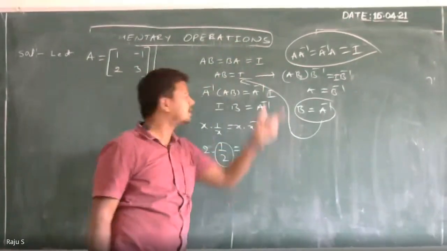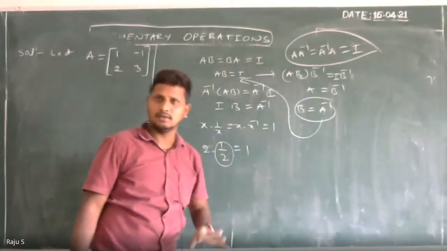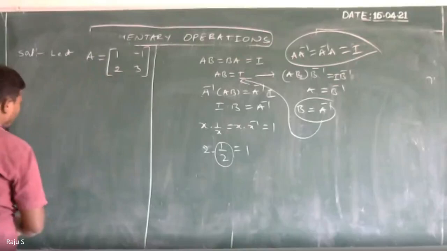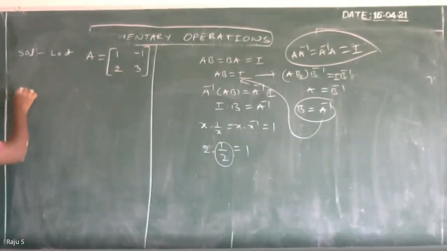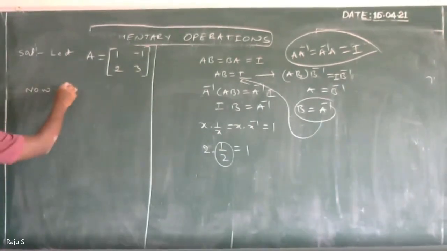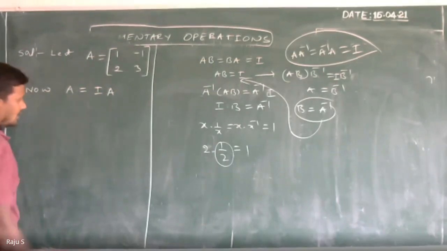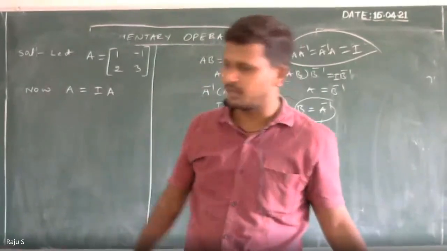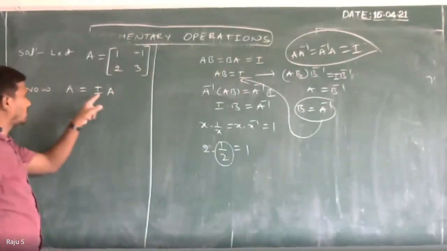Then how to change to any one of these forms? Either AB is equal to I or BA is equal to I. So how to change? It is simple. It is not at all difficult. So look here. Now I want to take A is equal to I into A. Here I want to use row transformation. So why can't we take here A is equal to A into I?